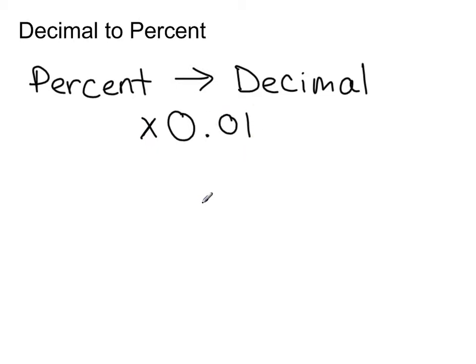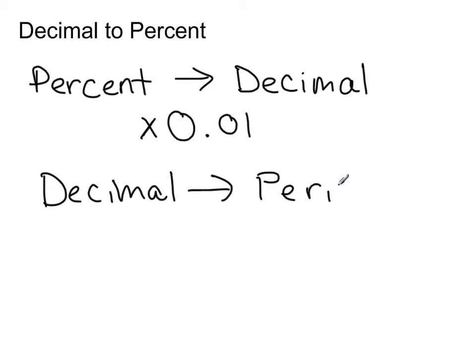When we go the other way, from a decimal to a percent, we are going to do the reverse, and I can't spell percent. We are going to divide by 0.01. So we multiply going that way and we divide going the other. So our first one that we are going to tackle is where we have the decimal 0.14, and we want to change this into a percent.